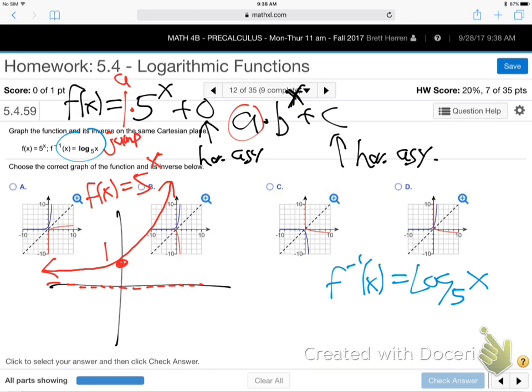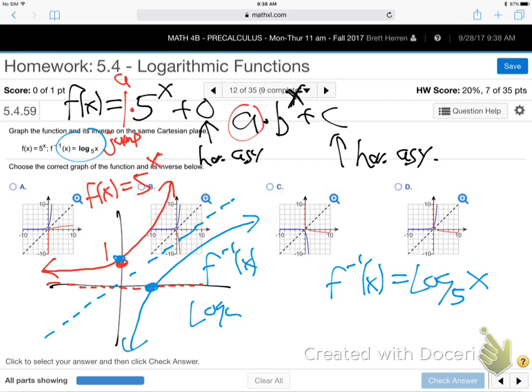Remember how we find the graph of an inverse? It's a reflection across the diagonal line. If you reflect across that diagonal line, you get the inverse graph. So what's the inverse of this going to be? Instead of up 1, it's going to be over 1, and it's going to go like this. There it is, the graph of the inverse function, the log base 5 of x.